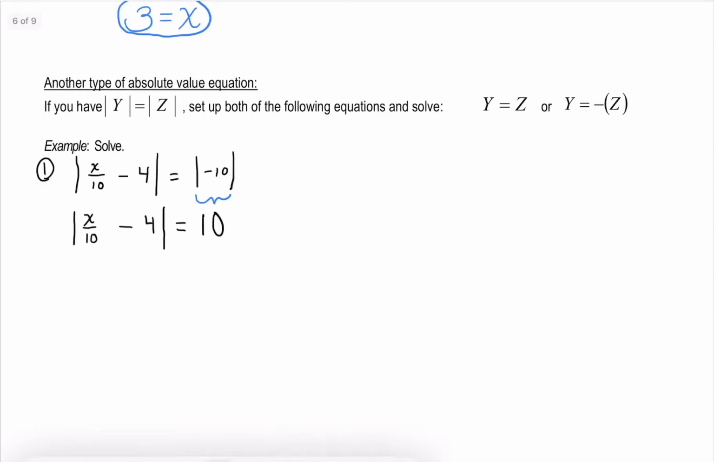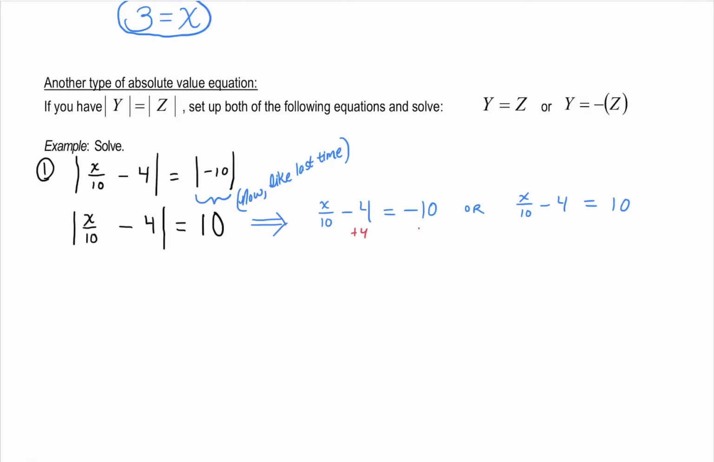So what we look at is that the absolute value of a quantity is equal to 10 if the inside, x over 10 minus 4, is equal to negative 10, or if that inside, x over 10 minus 4, is equal to 10. So now we have something like last time. All right, so let's solve these equations.